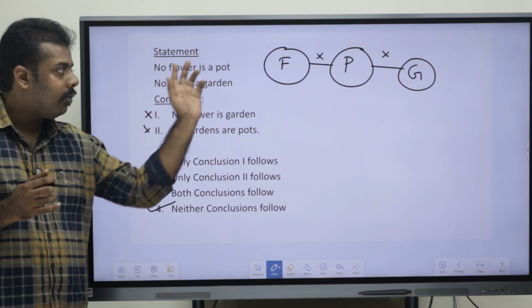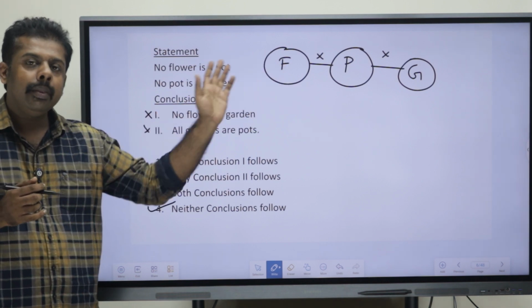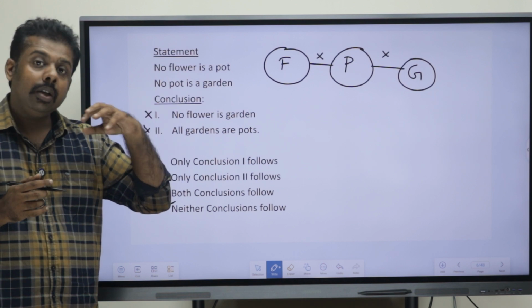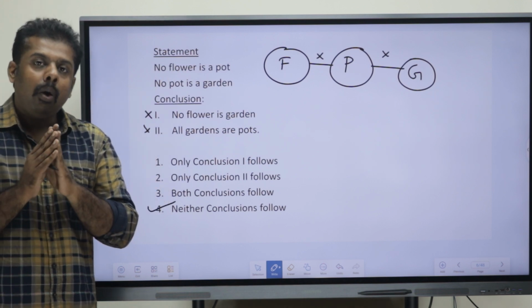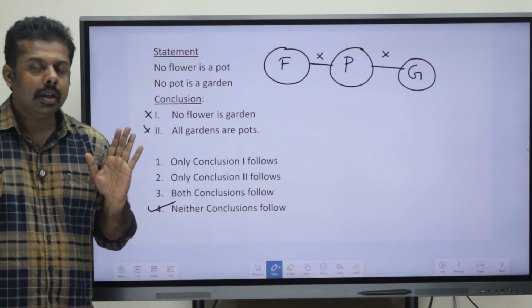You have to just look if, according to the Venn diagram, they have a relation or not. If they don't have a relation, all conclusions are wrong in case of definite.